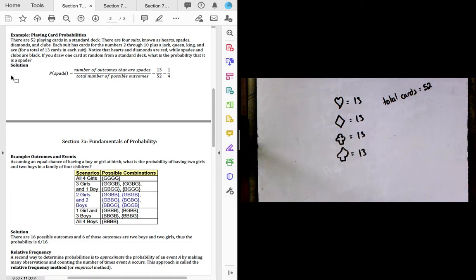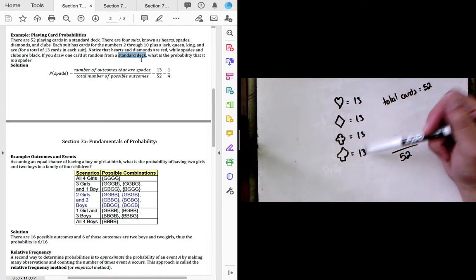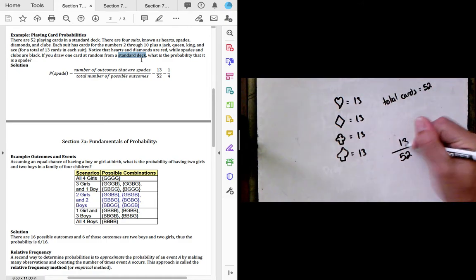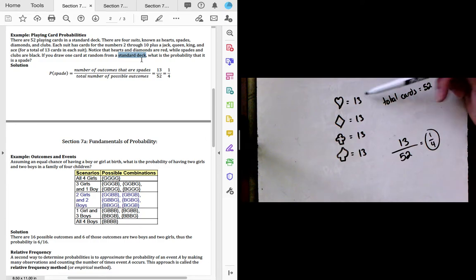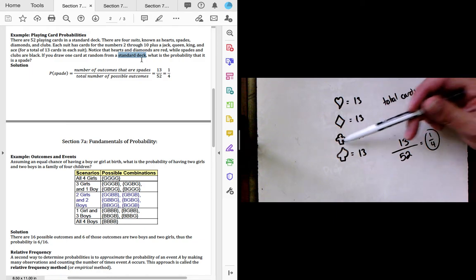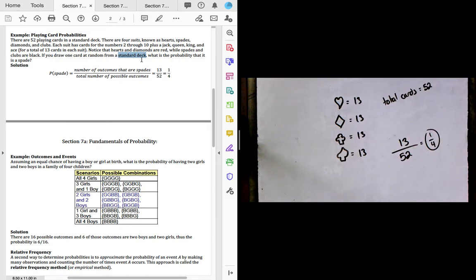The question again asked, if you draw a card at random from a standard deck, so the denominator is the entire deck of cards, which is 52. And then it says, what's the probability that it's a spade? Well, we know that there are 13 spades in the deck, and so we could express that probability as 13 out of 52. Your calculator can simplify this fraction to 1 out of 4. In other words, you have a 1 out of 4 chance of drawing any one of these, either heart, diamond, club, or spade, if you draw a single card out of a shuffled 52 deck.